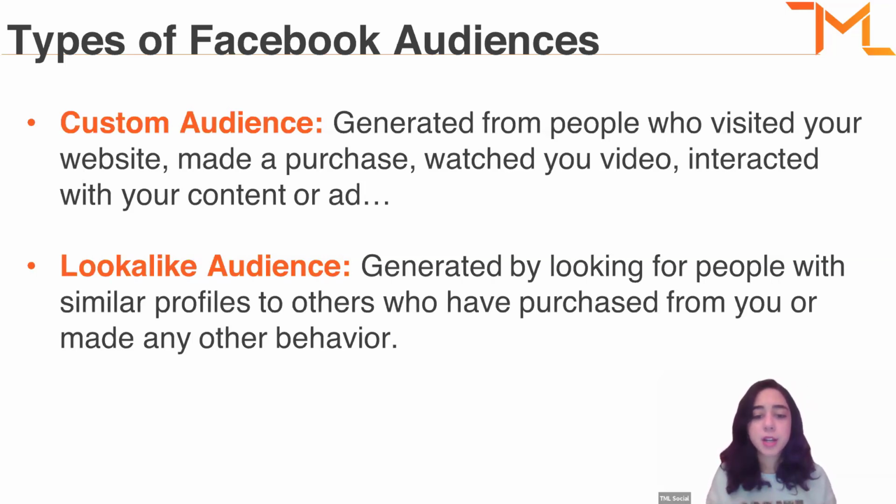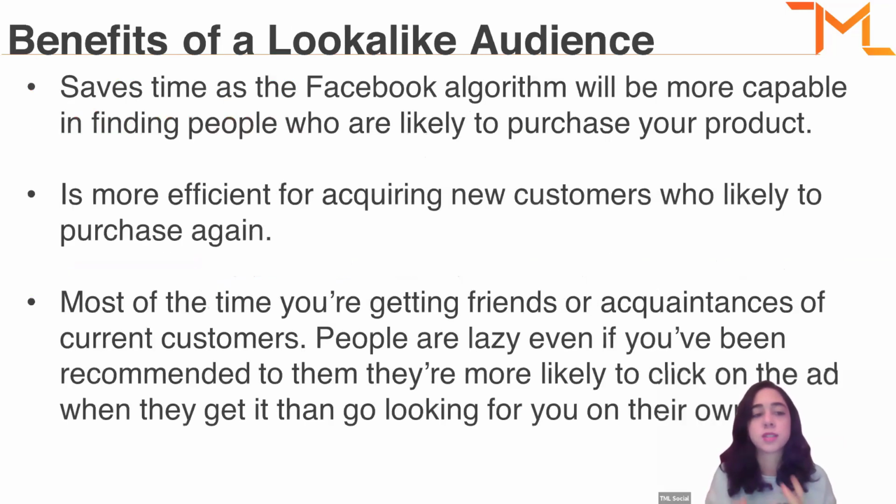So we're trusting the algorithm to find people who have similar characteristics to people who are already loyal clients to us. So instead of you trying to mess with the broad settings and behavioral interests to find people who are likely to buy from you, you're trusting the algorithm to search for people who are similar to those who have already bought from you.